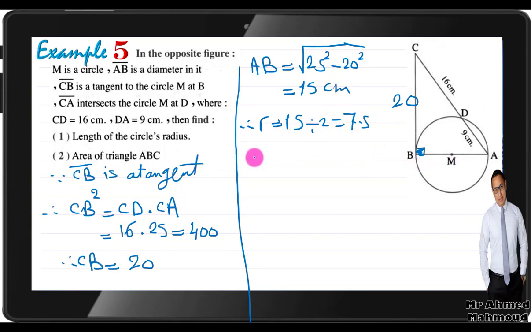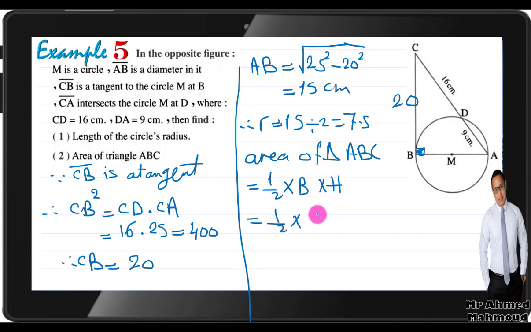Finally, the area of triangle ABC equals half times base times height, which equals half times 15 times 20, which equals 150 centimeters squared.